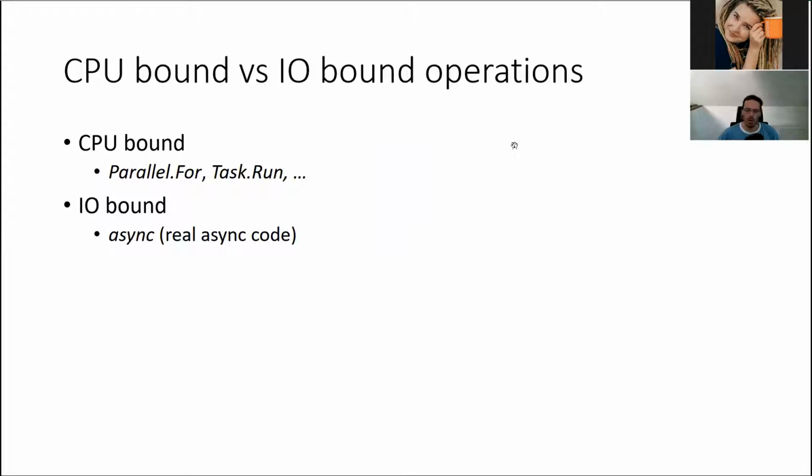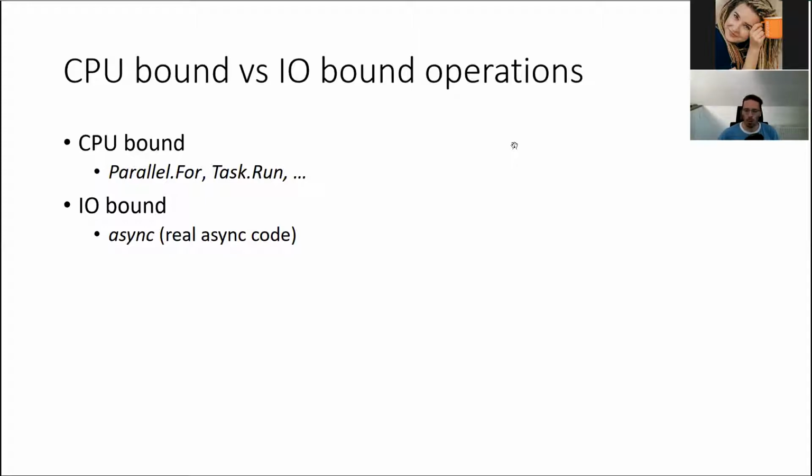Well, the problem is that we have 2 kinds of operations that we can parallelize or think about. The first one is the CPU bound operation. That's basically limited by the number of CPUs we have and by the quality or fastness of the CPUs we have. And these operations are represented by things like Parallel.For or Task.Run, or basically a simple thread.